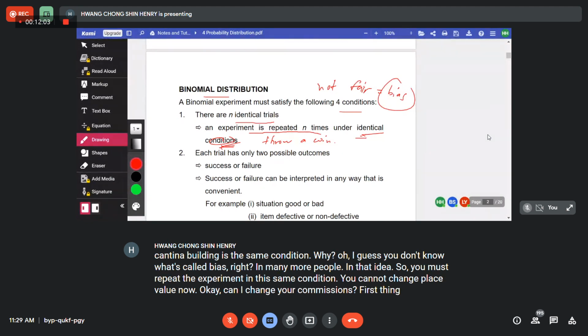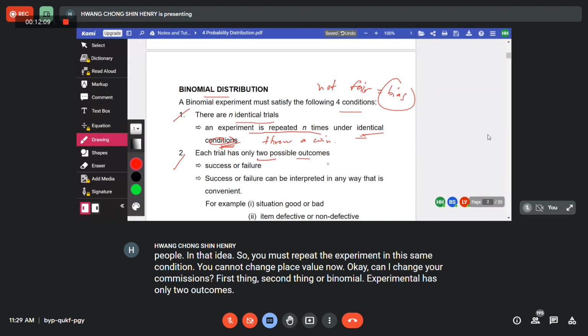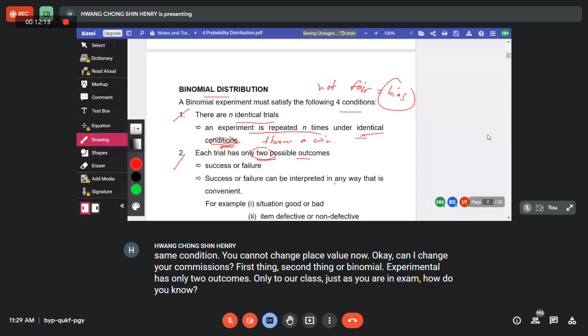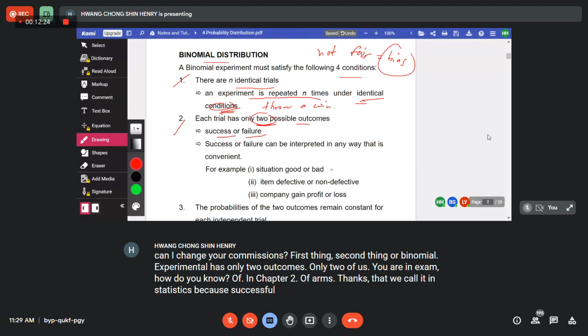First thing. Second thing, for a binomial experiment, there are only two outcomes. Just now I asked you, in the exam, how do you know this is binomial or not binomial? How do you check? You check the two outcomes. What is that? In statistics, we call it success or failure. P for pass, F for fail. Only two outcomes.